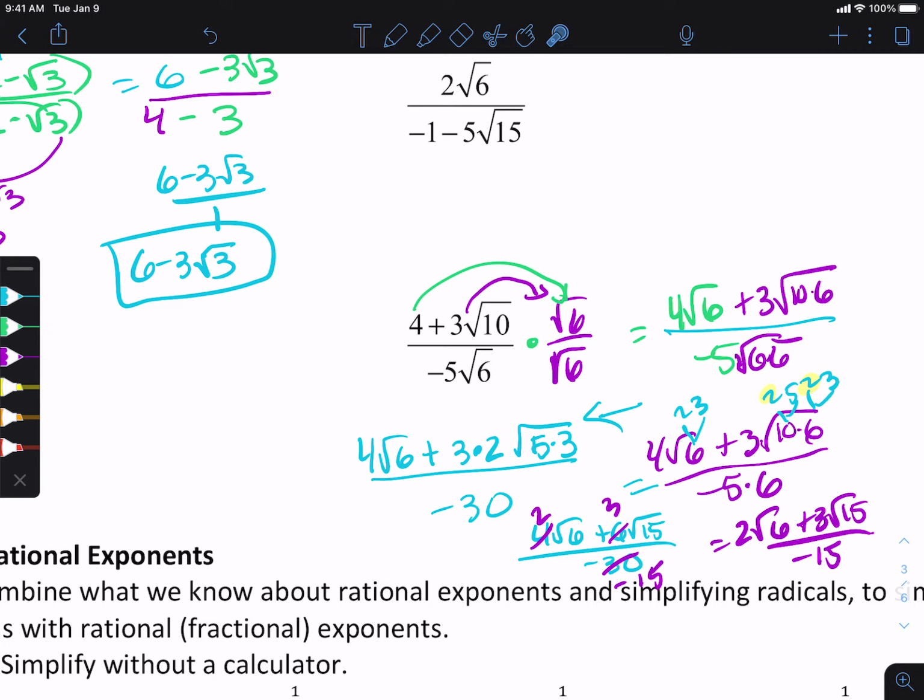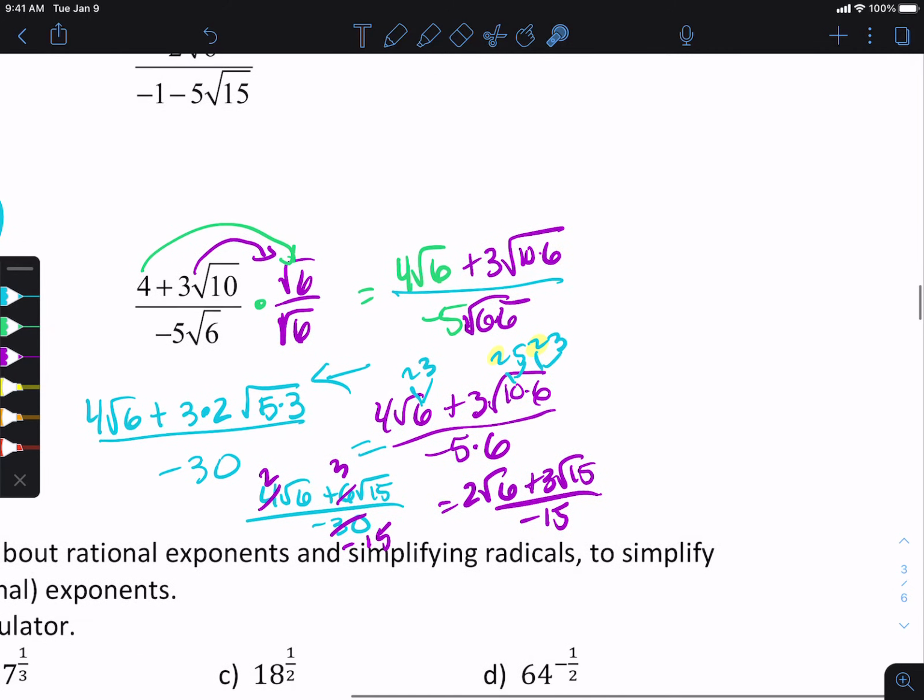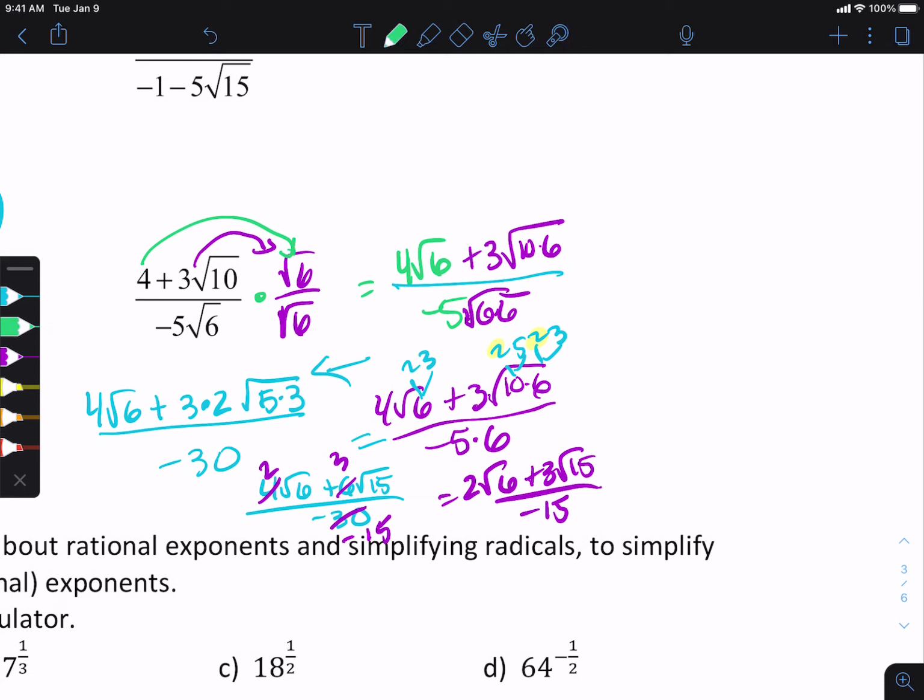Okay. It's conventional to put the negative not in the denominator. So this negative in the denominator is a little abnormal. So what I'm going to do is move it to the side or to the front. So 2 root 6 plus 3 root 15 over 15, and then notice my negative went here.